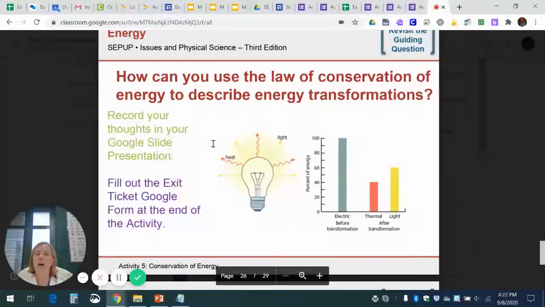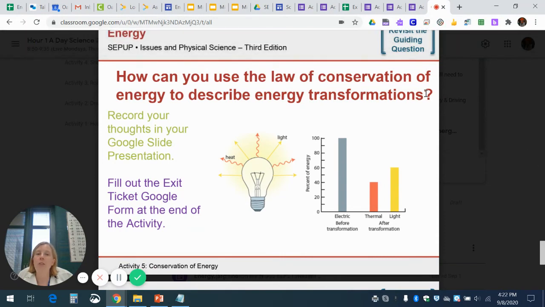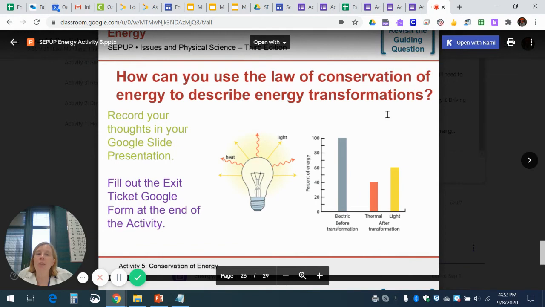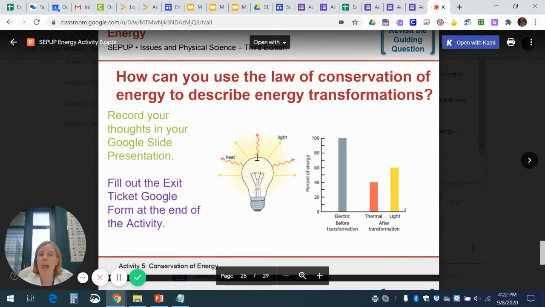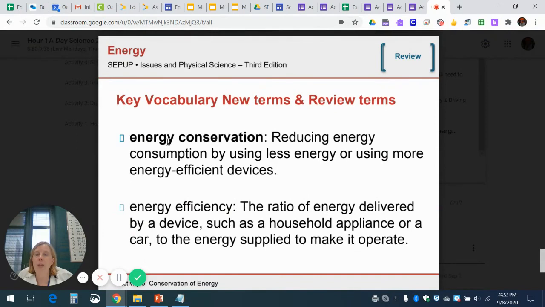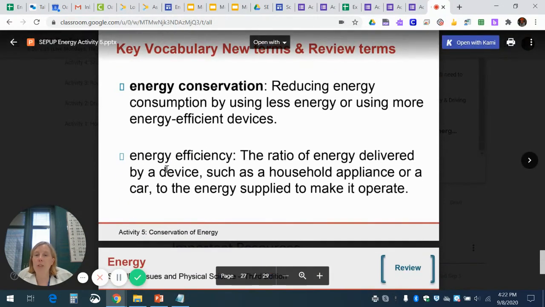Then we have, again, our exit ticket and our question again. How can you use the law of conservation of energy to describe energy transformations? In other words, can you describe what's going on in this picture? Right? So what sentence or two are you writing to tell me about how a light bulb is changing energy, or how in general you are using the law of conservation of energy when you're going through an energy transformation or an energy conversion?